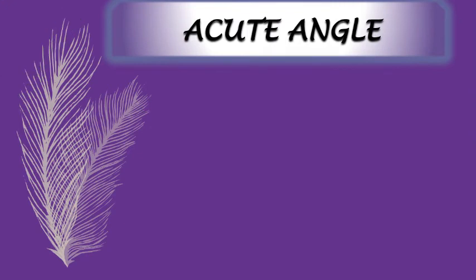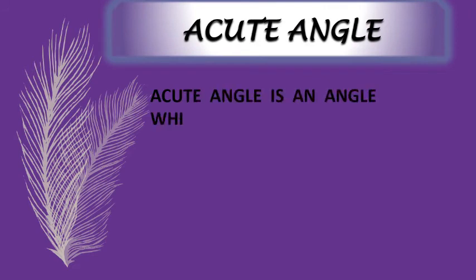So next we have acute angle. Now what is acute angle? Acute angle is an angle which is less than 90 degree. Now what does it mean? It means acute angle will always be less than 90 degree, or you can say it lies between 0 degree and 90 degree. Acute angle can be greater than 0 degree but less than 90 degree.